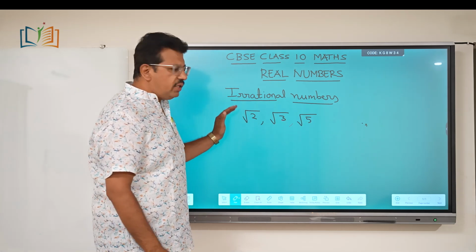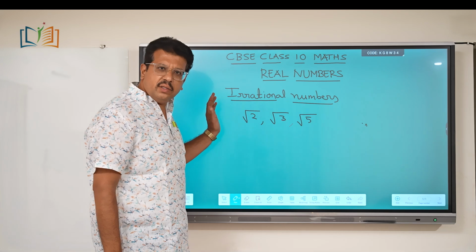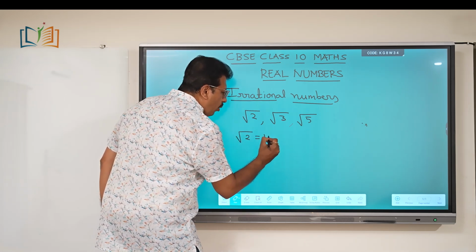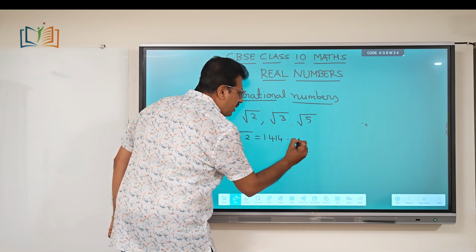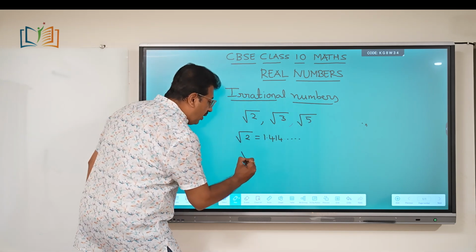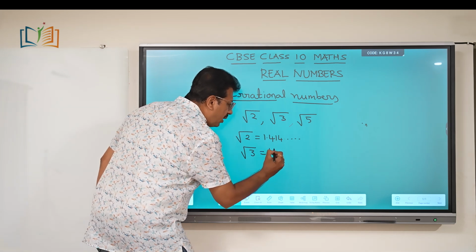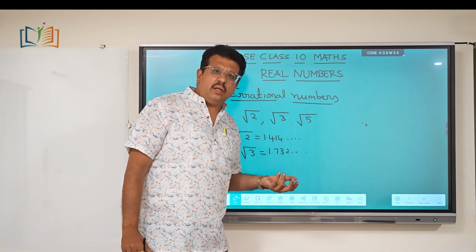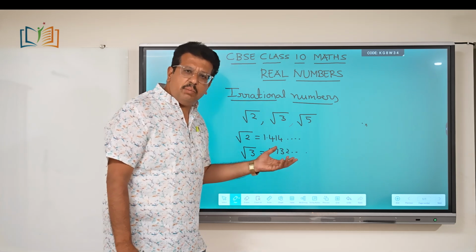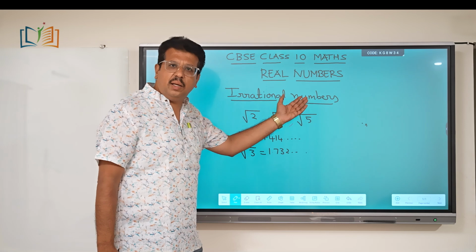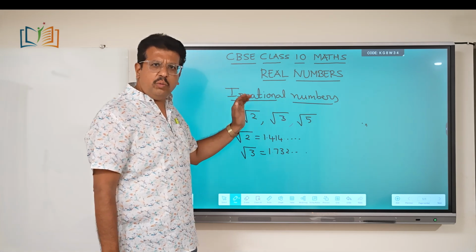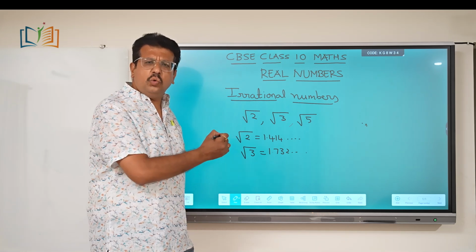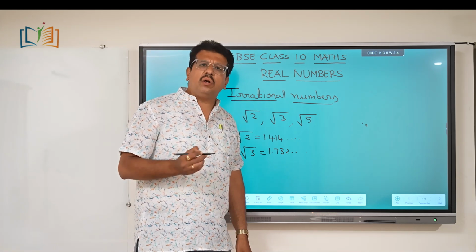So root 2 is not in the form of p by q. For example, if you take the root 2 value, it will be 1.414 and it keeps on going. Or you take the root 3 value, it is 1.732 and keeps on going. It is called non-terminating, non-recurring numbers. Such numbers we call irrational numbers. So students, you should know what irrational means: which is not rational, which is not in the form of p by q.